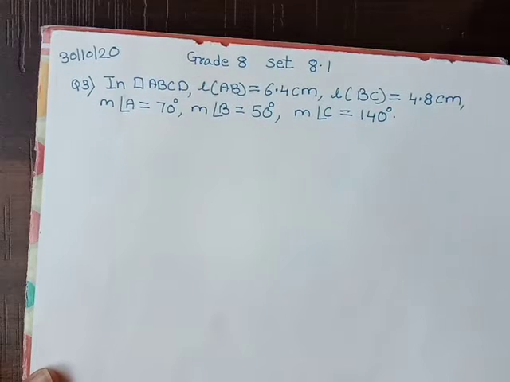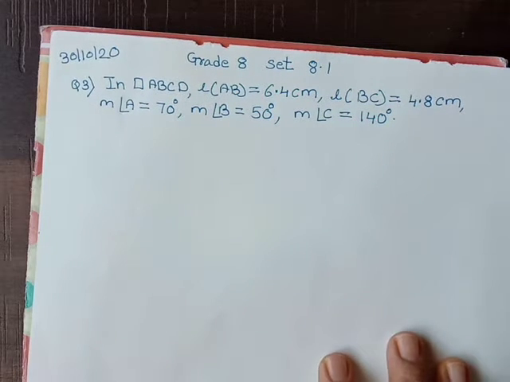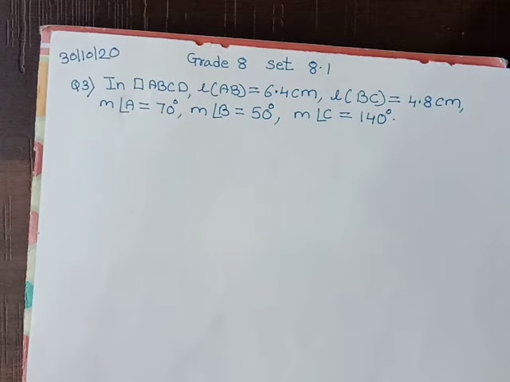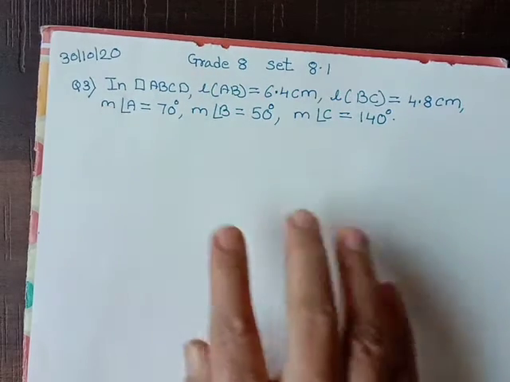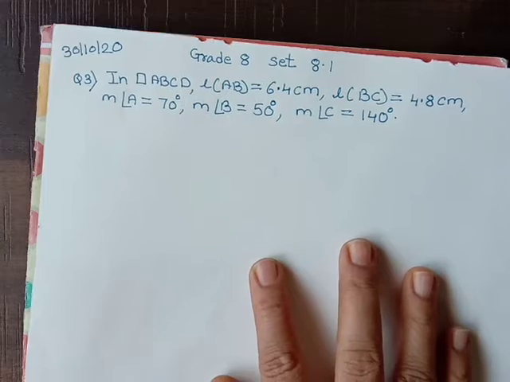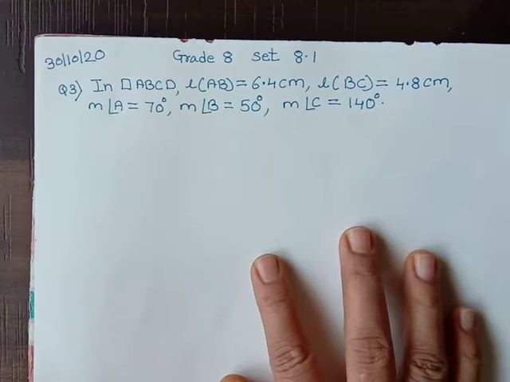Good morning, grade 8. We are doing topic 8, quadrilaterals, construction and its types. In that, we are doing 8.1, question 3. First two we have already done in our earlier videos. Let's go to question 3 now.